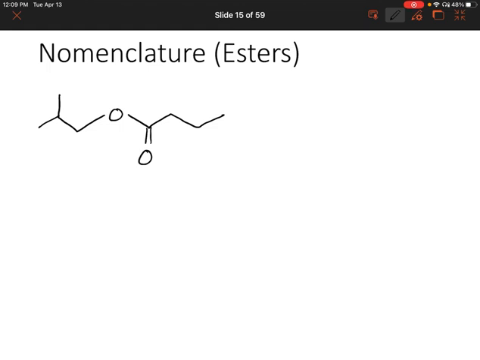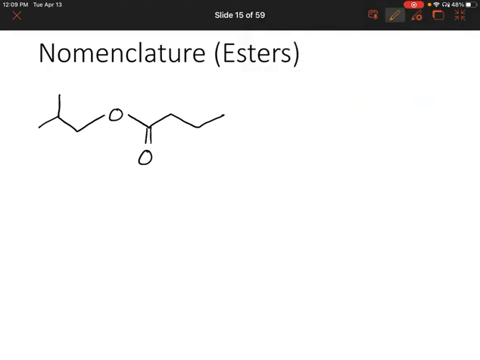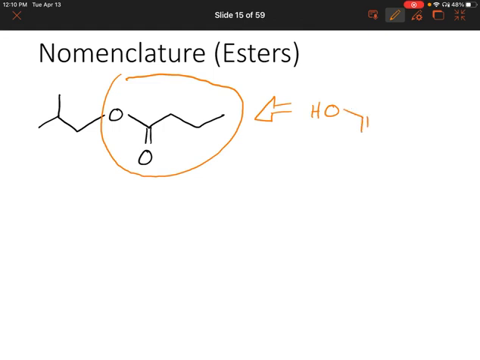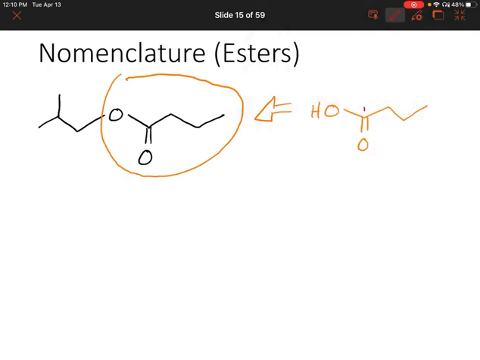All right, so let's figure out what our original carboxylic acid would have been. Again, it's pretty much everything past that oxygen there. And if we go backwards here, our carboxylic acid would have looked like that. So how do we name that carboxylic acid? Well, the first thing we want to do is count how many carbons we have in our parent chain.